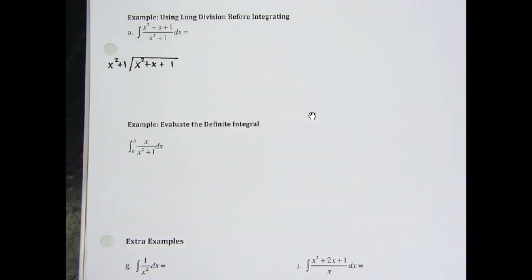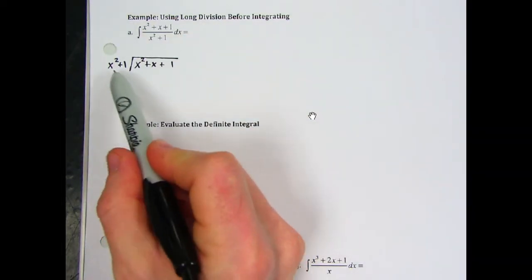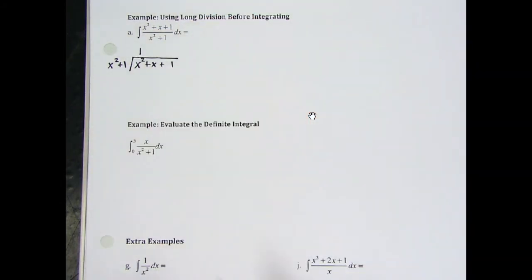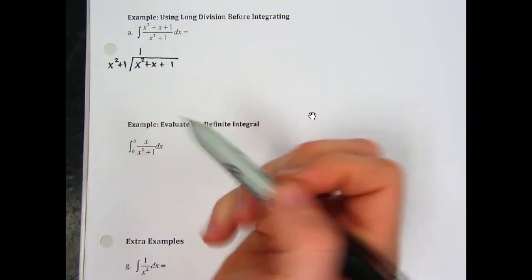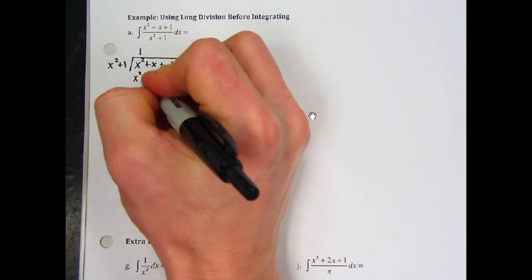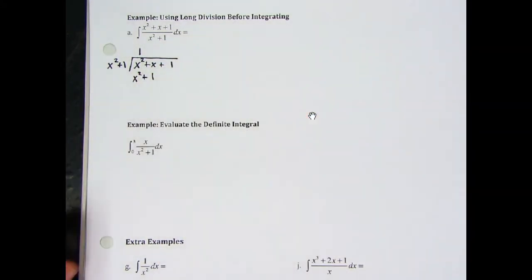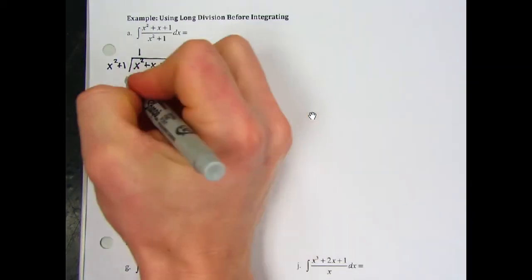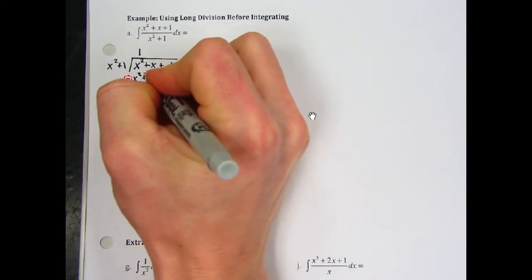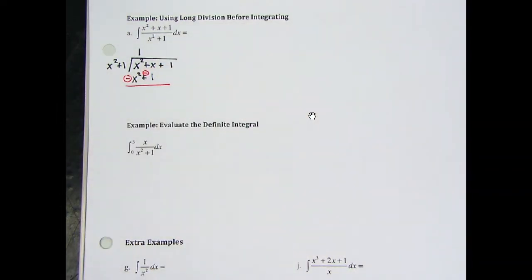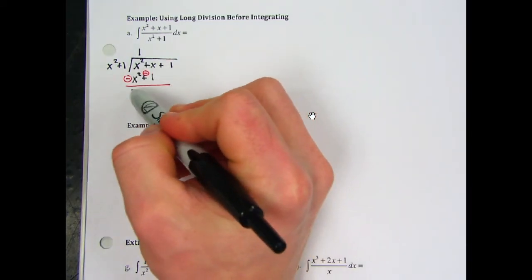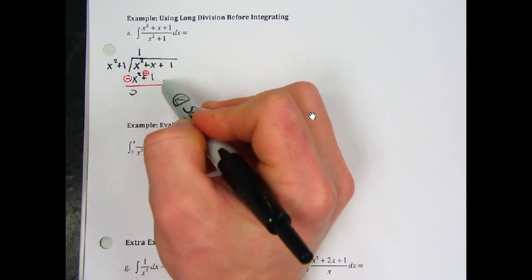And you just have to say, how many times does x squared go into x squared? That's once. Then you multiply 1 times x squared plus 1, and you get x squared plus 1. Then what we need to do is subtract here, and so I change my signs. I always like to circle it when I change my signs. So here we have x squared minus x squared is 0. We have x minus 1 and a plus 1.